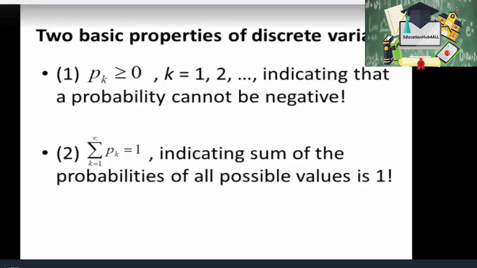So this one is called the accumulative distribution. This is like the accumulation. We add all the probabilities together.